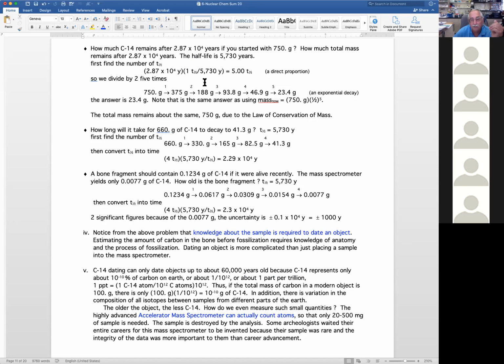So what about the exponential decay part of it? We won't use the equation. We'll just use this. So I have to cut 750 in half 5 consecutive times. So once, twice, 3, 4, 5 times. That's our answer. Okay. So how much total mass is there? Still about 750 grams. I'm not going to say I got the same number of significant figures, but it's about the same. I could have lost some mass because it equals mc squared, but most likely not much.